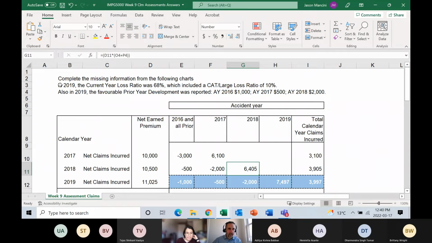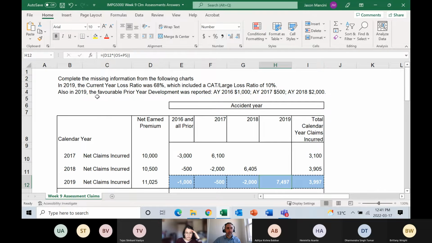But what they're giving you here for 2019 that you're solving for is that your loss ratio of 68% for 2019. So that means 2019 current year, accident year, and calendar year. So this would be 68% of your 11,025. This bit here, that this current accident year amount includes a catastrophe of 10% of the earned premium. That's for the next schedule below. That's included in your current accident year amount.